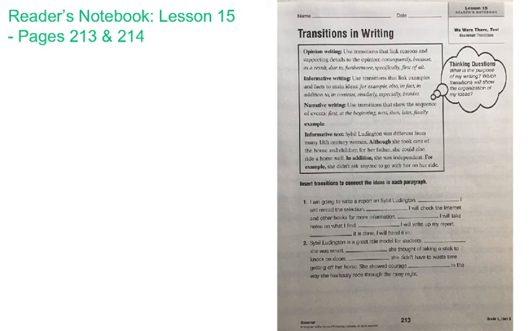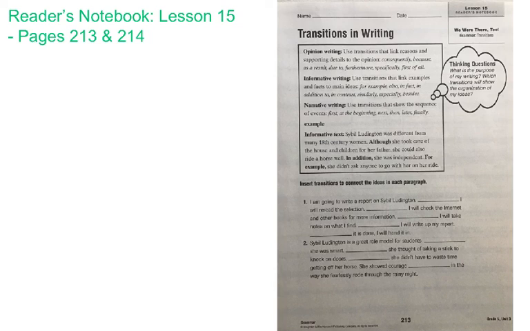Today we're going to be inserting transitions to connect ideas in the paragraph. We're going to go ahead and complete number 1 together, and you're going to work through number 2 by yourself. Number 1, I'm going to write a report on Sybil Ludington. Blank, I will read the selection. Blank, I will check the internet and other books for more information. Blank, I will take notes on what I find. Blank, I will write up my report. And blank, it's done. I will hand it in.